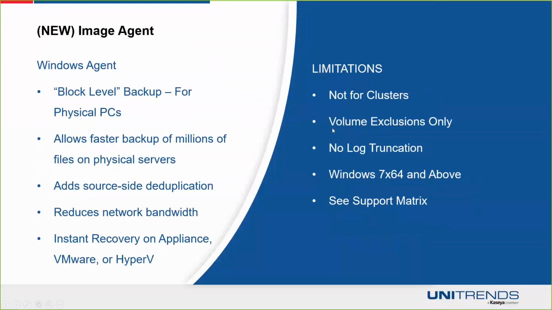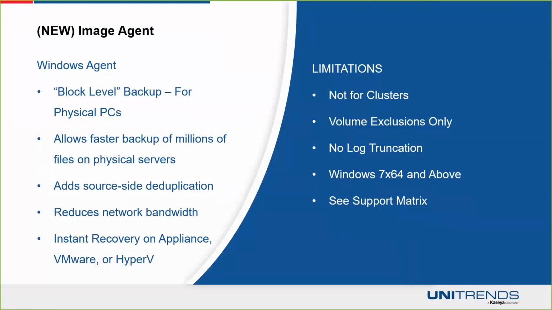Our new image level backup, of course, is the block level backup for physical PCs. It allows faster backups of millions and millions of small files. It adds source side deduplication, which reduces the network bandwidth. To explain that, if anybody's not familiar with deduplication, deduplication is basically as we bring in that block data, we are able to break it into chunks which get hashed, and every time I see a duplicate hash, I have a duplicate chunk, which means it can be deduplicated. So when we do source side dedupe, what that means is we're calculating the hashes on your actual server and then sending the hashes to the Unitrends box, which tells us which blocks need to be sent. So it can reduce network bandwidth as well.